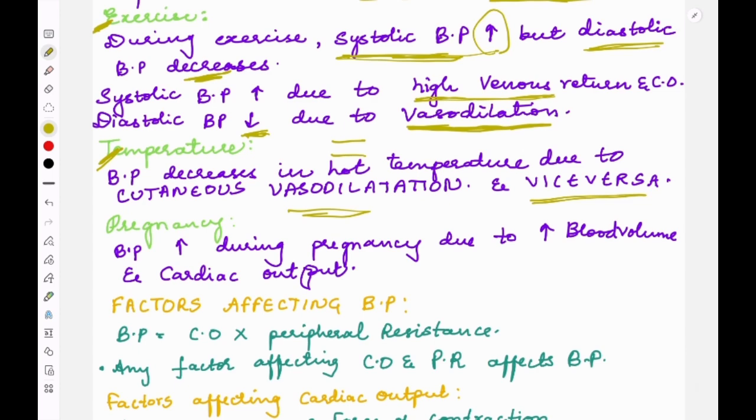Okay. Now another factor that is going to affect BP is pregnancy. BP increases during pregnancy. I think you all have guessed the reason: it is because of high blood volume. We have already discussed that if the blood volume is more, then the blood pressure will also be more. Cardiac output is also increased because of increased blood volume, and that is why the BP increases. So these are the variations that we have discussed in the physiological limit.